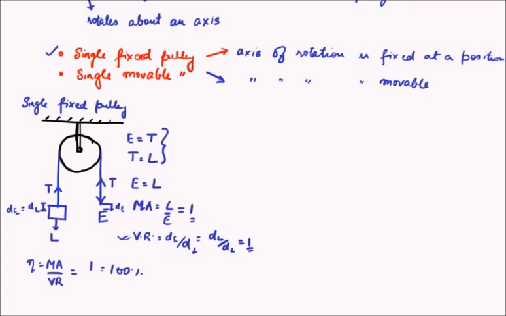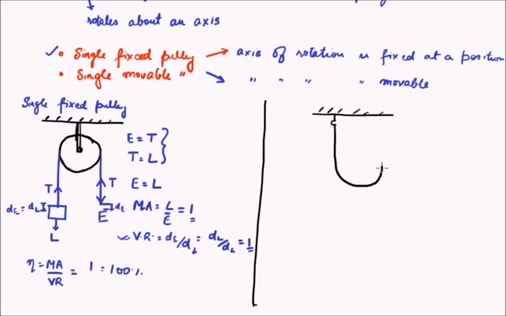Now let us see what a single movable pulley concept is. The basic difference between single fixed and single movable pulley can be seen through this diagram. In a single fixed pulley, the pulley is directly attached to the rigid support, but in a single movable pulley, there is a support over here, but that support supports the rope rather than the pulley.